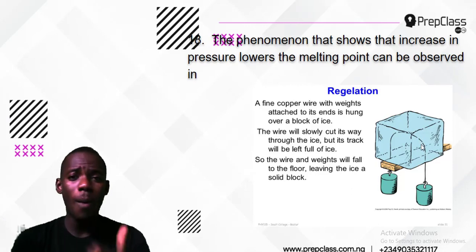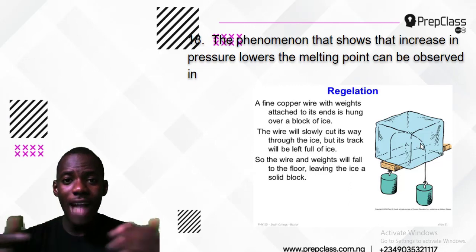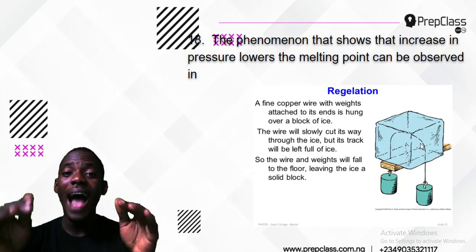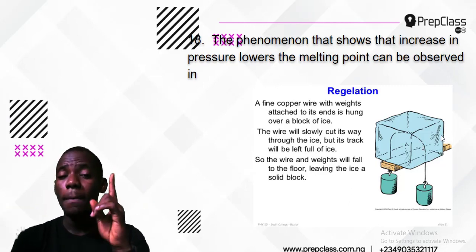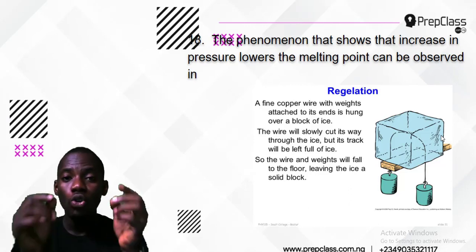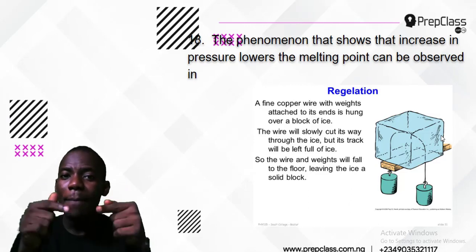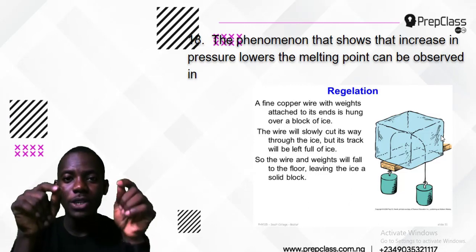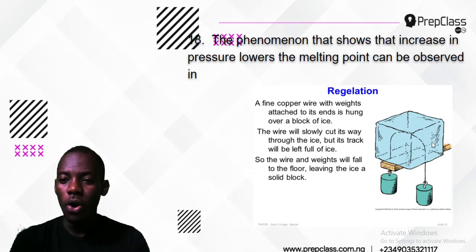Then at a point, if you come around, you will see that the wire has entered the middle of the ice, but there is no path. The wire just disappeared from the top into the middle, because as the wire was entering, the ice was closing back. That is regelation, and it shows that pressure exerted by the wire lowers the melting point of the ice, so the part where the pressure is will melt and the wire will enter. Then when the pressure is gone, the wire and the ice close back.